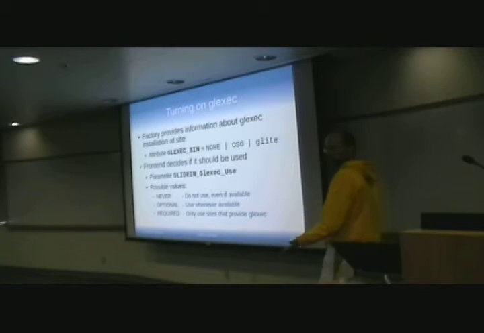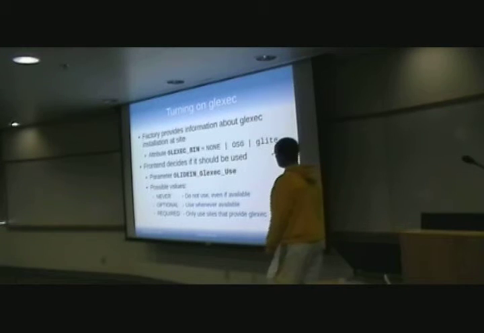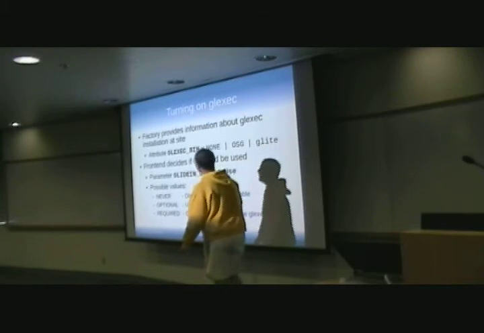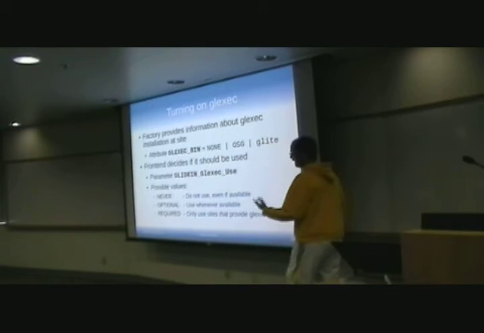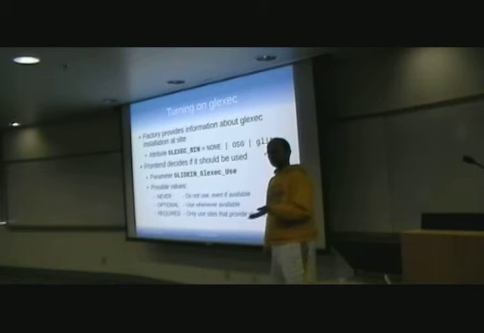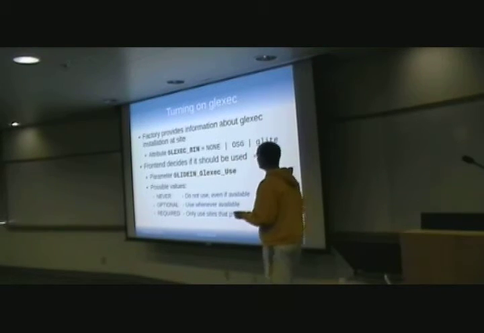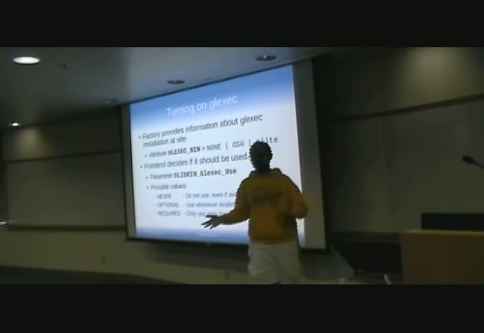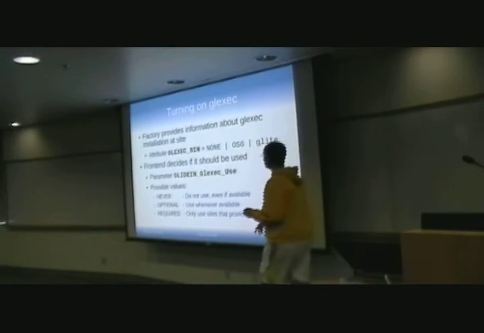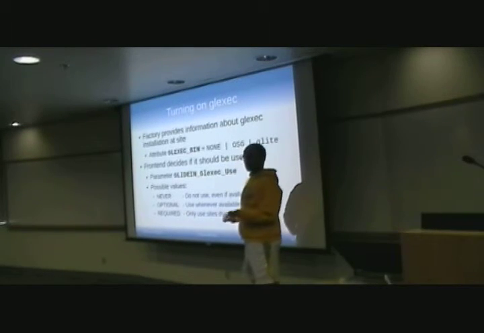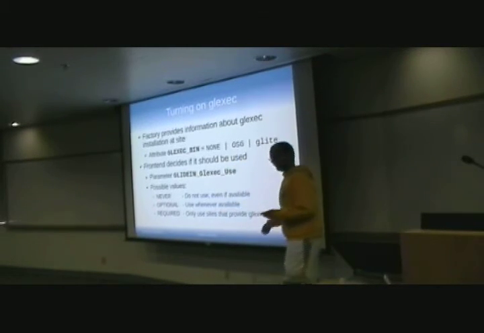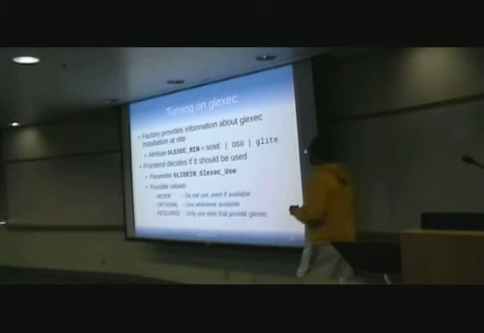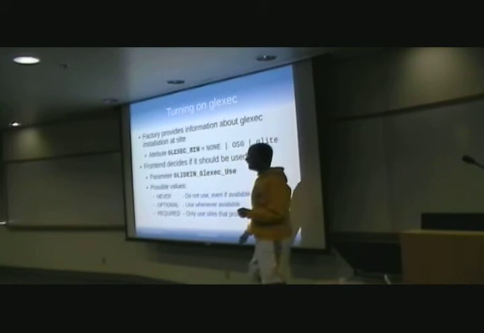So how do we turn on GLExec as a VO admin? Easy. You set GLEXEC_USE to either optional or required. But before we get to that, the factory actually advertises if a site provides GLExec or not, and it's this attribute, GLEXEC_BIN. If it says None, it means it doesn't provide any GLExec. If it says anything else, and currently the two things you will see are OSG or glidein, it means GLExec has been installed. It can be used. You don't really care what it is as long as it's not None.